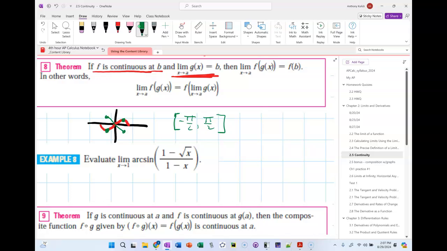Does this ring a bell? I'm sure you talked about it last year. It's okay if it's not fresh. So let's look at the limit as x approaches 1 of this and see if that is indeed inside of negative pi over 2 to positive pi over 2. If it is, we just plug it in and we're done. We plug it into f and we're done. If it's not, then we've got a little bit of work to do still.